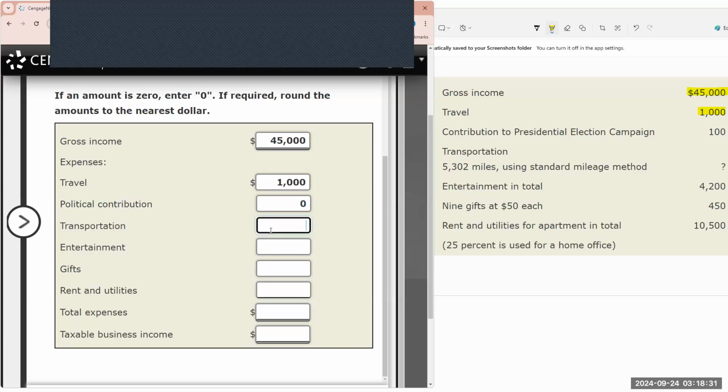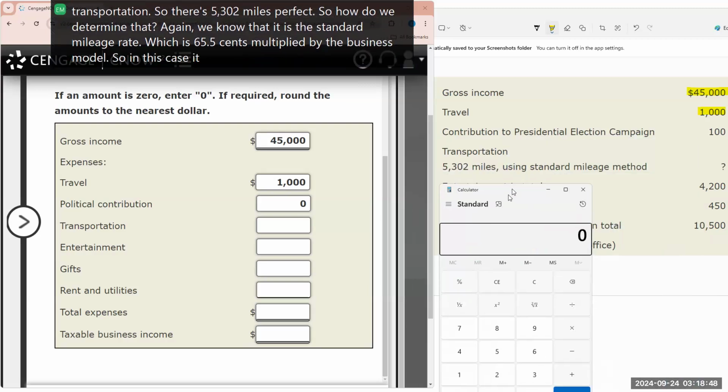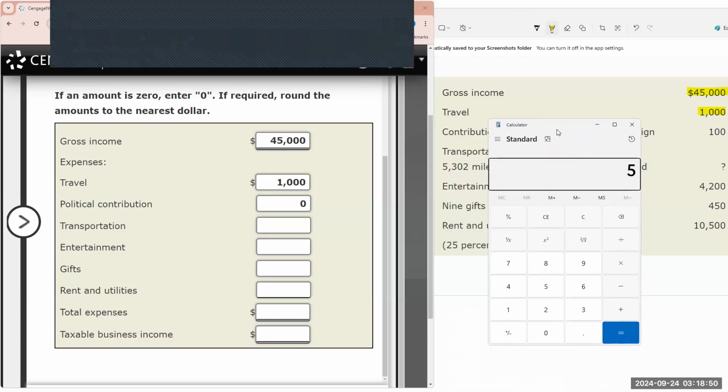Next, we have our transportation. So there's 5,302 miles. All right, perfect. So how do we determine that again? We know that it is the standard mileage rate, which is 65.5 cents multiplied by the business mile. So in this case, it lets us know 5,302 miles. So 5,302 multiplied by 0.655. Therefore, the deduction, we round it, would be $3,473.